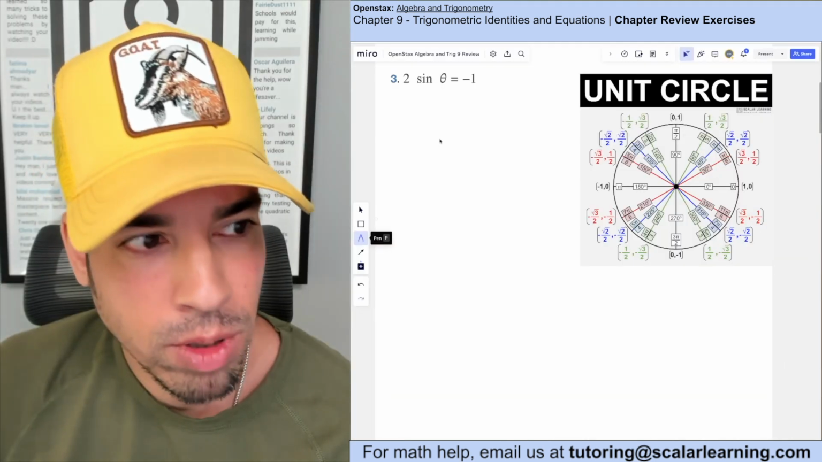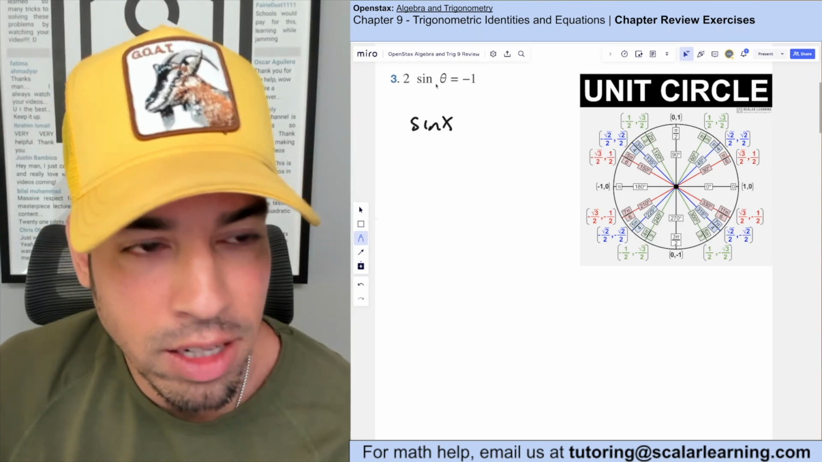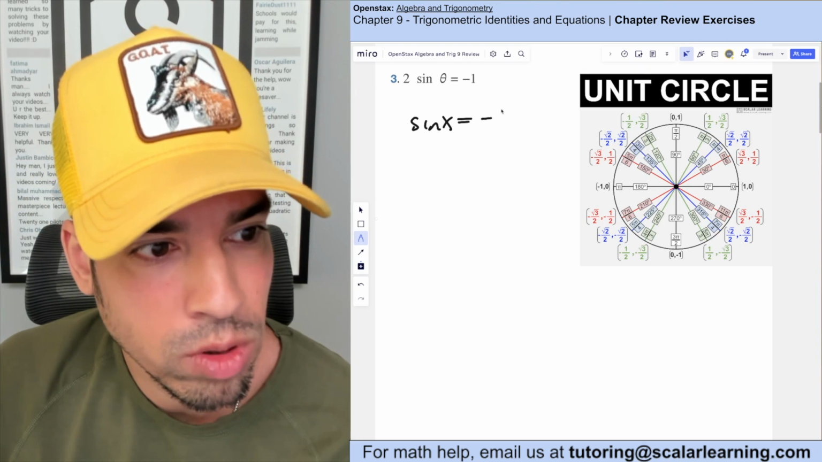So these are your two answers. Boom, done. For this one, I'm going to start by dividing both sides by 2. So I have sine of, and instead of theta, I'm going to write it as x, but it's the same thing. So sine of x equals negative 1/2.